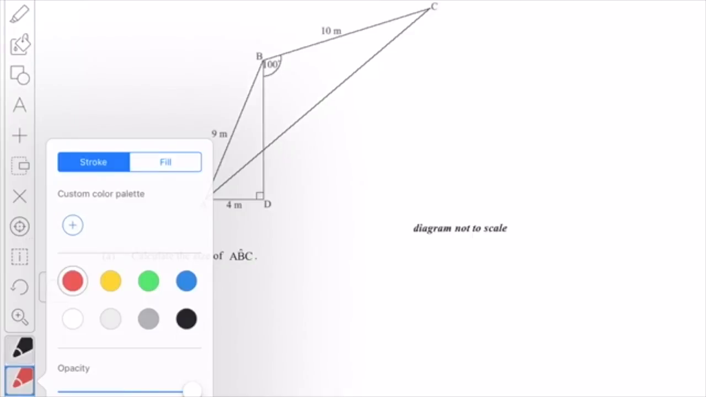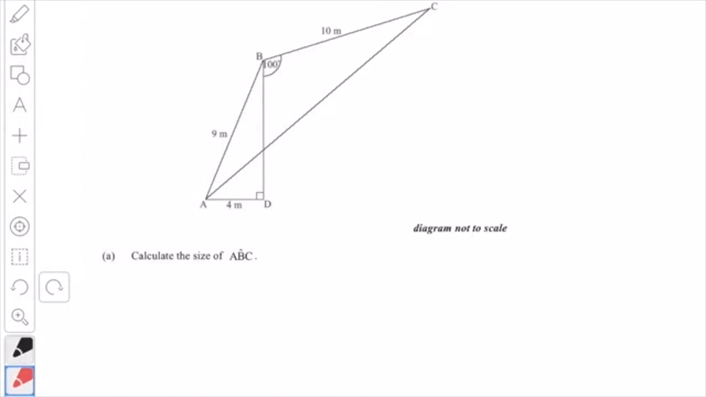So start at A, go through B to C. That angle is here. We know part of the angle is 100. We need to find the rest of the angle here. I'll just call it B in triangle ABD. Label your sides. This is opposite the angle concerned. And then the hypotenuse is opposite the right angle. That's the longest side of that right angle triangle.